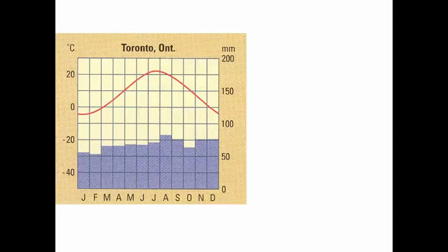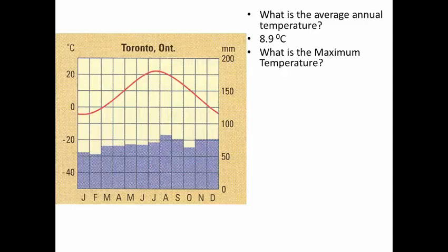Okay, so let's put some of this terminology to practice. What is the average annual temperature? Well, if you added all the monthly temperatures up and divide by 12, the answer is 8.9 degrees Celsius. What is the maximum temperature of the Toronto area? Well, if you look on the vertical axis, you will discover that it is 21 degrees Celsius.